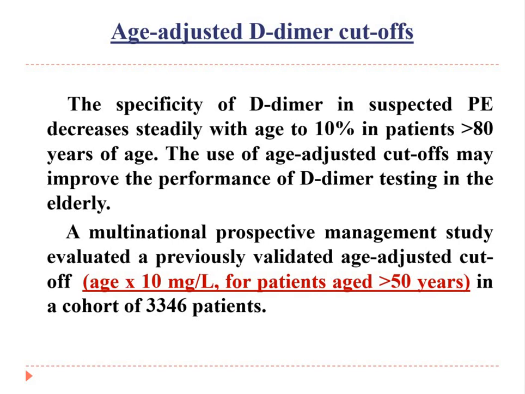The specificity of D-dimer in suspected pulmonary embolism decreases steadily with age, to 10% in patients after 80 years of age. The use of age-adjusted cutoffs may improve the performance of D-dimer testing in the elderly. A multinational prospective management study evaluated a previously validated age-adjusted cutoff, age multiplied by 10 micrograms per liter, for patients aged more than 50 years in a cohort of 3,346 patients.